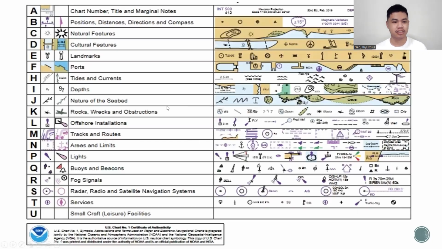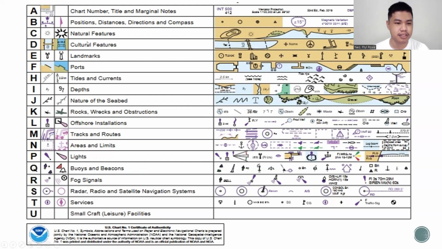So we're going to talk about the general features on a nautical chart, symbols, and abbreviations. As you can see here, these are the different symbols on the nautical chart, and these are the different abbreviations of it. We're not going to talk about all of them because it's too long. So let's just describe some of them.